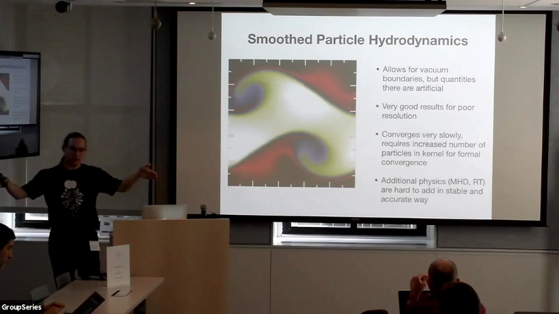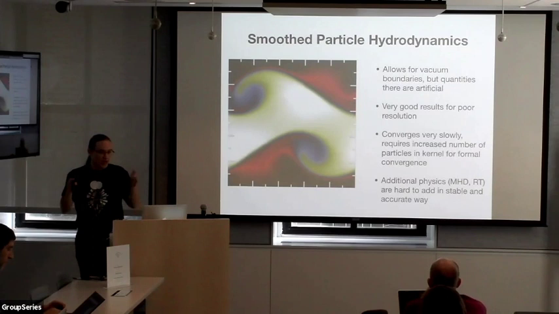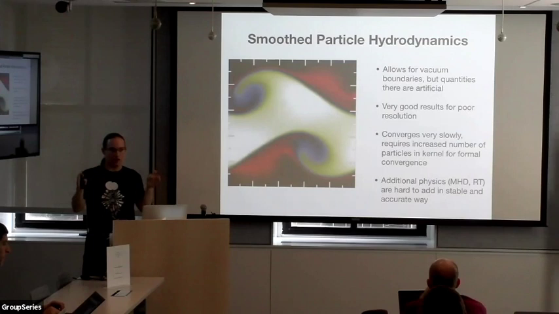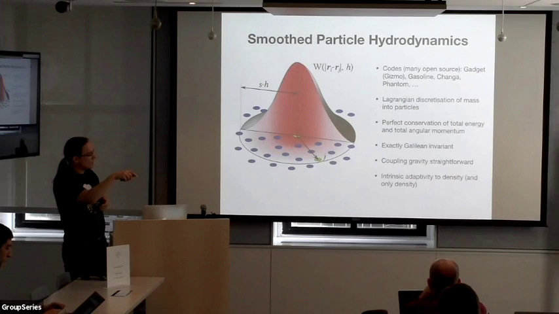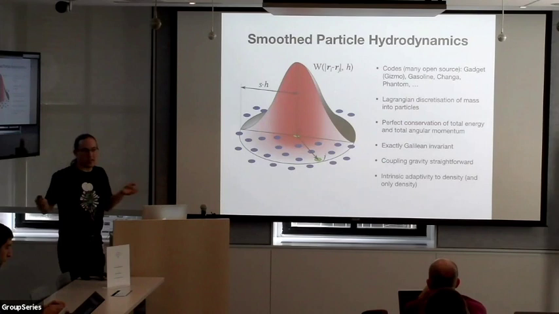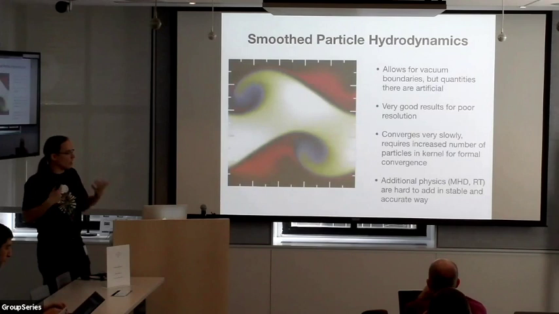However, the problem is that the quantities you estimate at the boundary, and Natasha showed this a little bit yesterday, are often just not overly physical. Because if you look back at this kernel, if at some point you just don't have anything on one side, you essentially do a completely one-sided estimate of all your quantities, and even though it's stable, you can't trust the hydro quantities that you get.